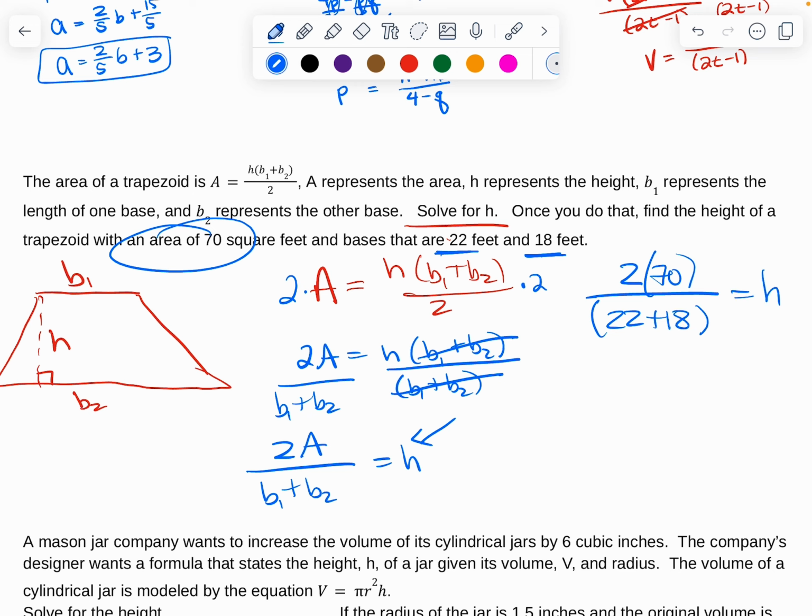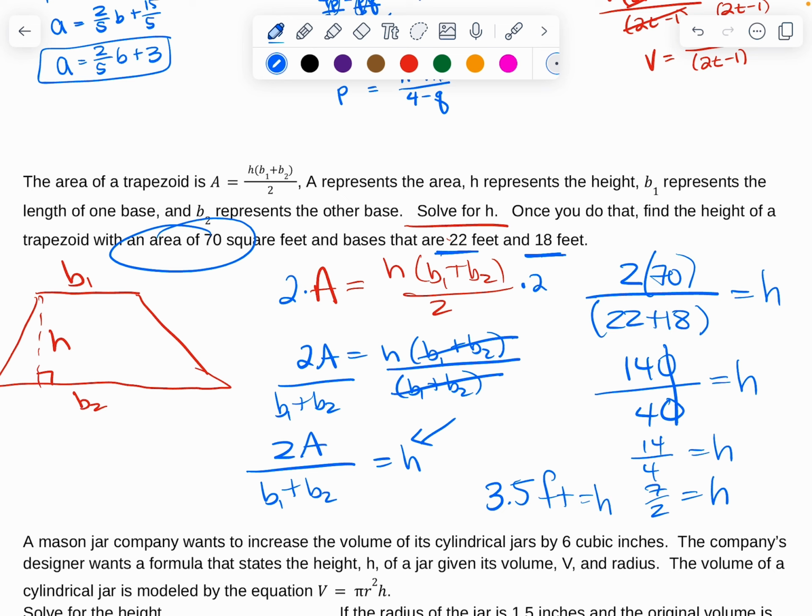So now I'm going to solve that. 140 over 40 equals H. That cancels, so I now have 14 over 4, which is the same thing as 7 over 2. So I'm going to go this way. 3.5 feet is equal to the height.